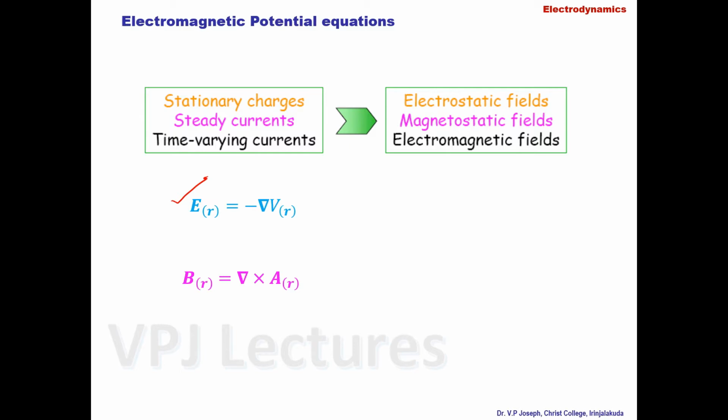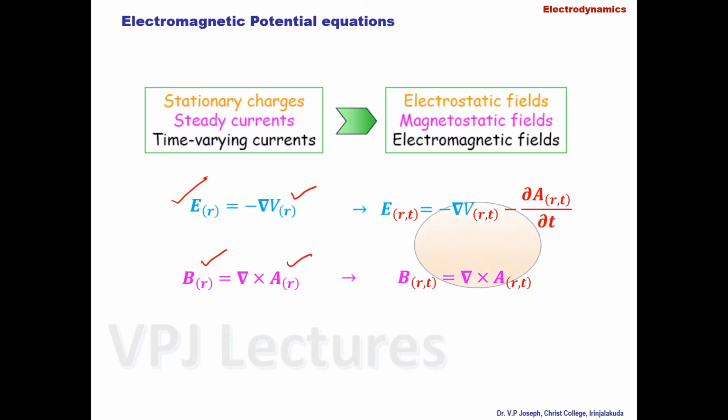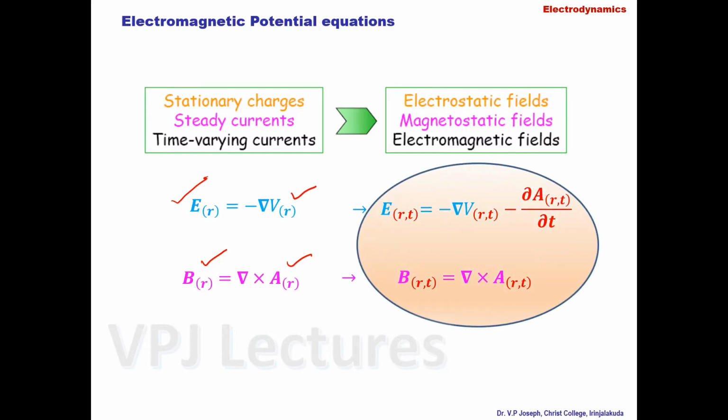That is, the electric field at the field location, E of r, is equal to the negative gradient of the potential V of r. And in the case of magnetostatics also, we have B of r equal to the curl of the vector potential A, B of r is equal to del cross A of r. And in the case of electromagnetism, these two equations are modified. We have to modify these two equations by incorporating the effect of time also.